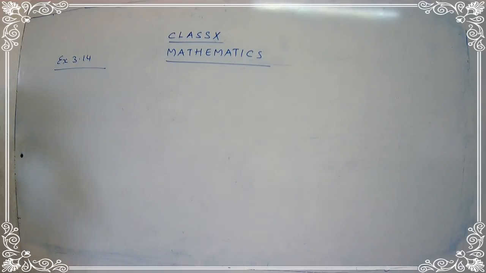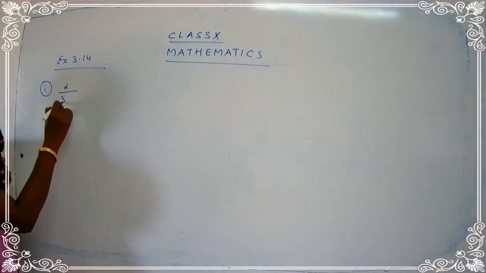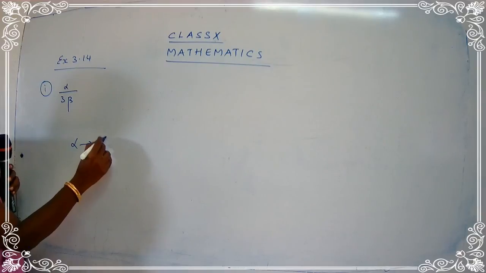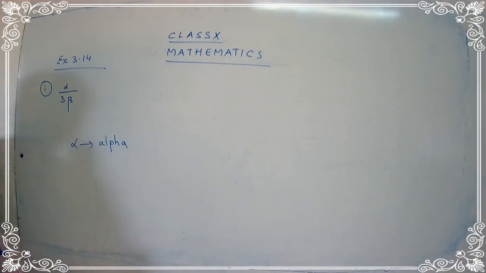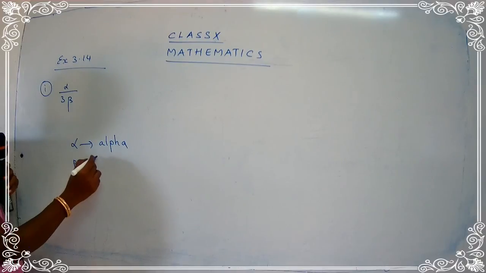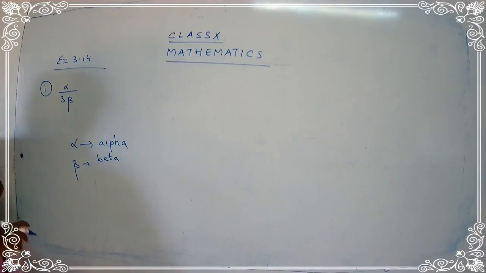Here, the first question: write each of the following expressions in terms of alpha plus beta and alpha beta. Okay, take down the first subpart: alpha upon 3 beta. This is alpha, children, you have to read it as alpha, A-L-P-H-A. Already you would have studied it in your science. This is beta, B-E-T-A, beta. Alpha, beta.